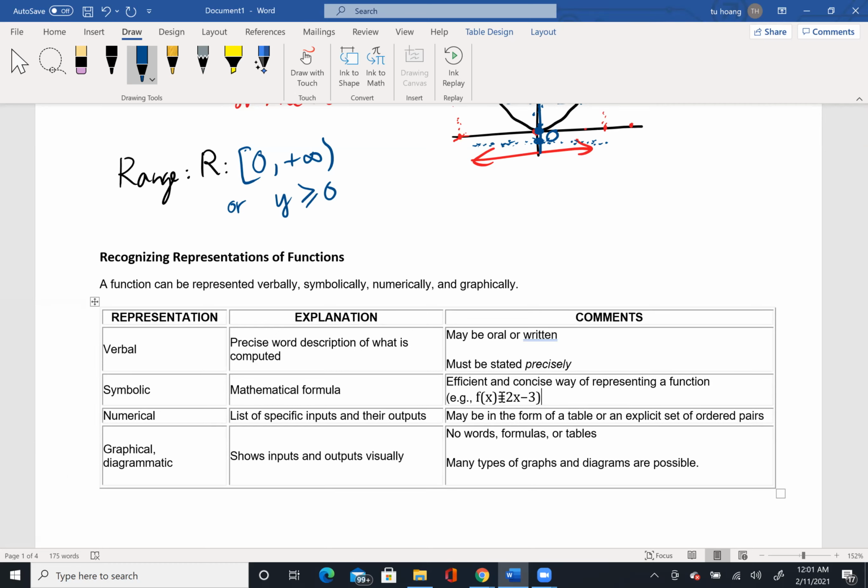And another one is numerical representation, which is a list of specific inputs and their outputs. And it may be in the form of a table for an explicit set of ordered pairs. And lastly, graphical or diagrammatic, it shows input and output visually, and it has no words, formulas, or table. It has many types of graphs and diagrams possible.